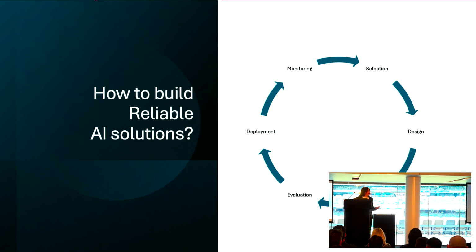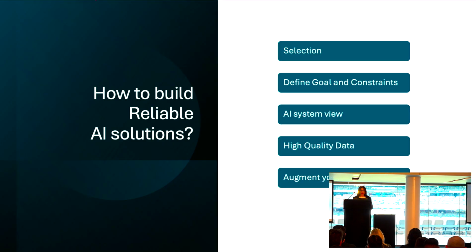Well, how to build a reliable AI solution? Typically, all AI projects go through 6 major stages in their life cycle: selection, design, development, evaluation, deployment, and monitoring. And it is an iterative process. I'll share a few tips for navigating this cycle. Selection.